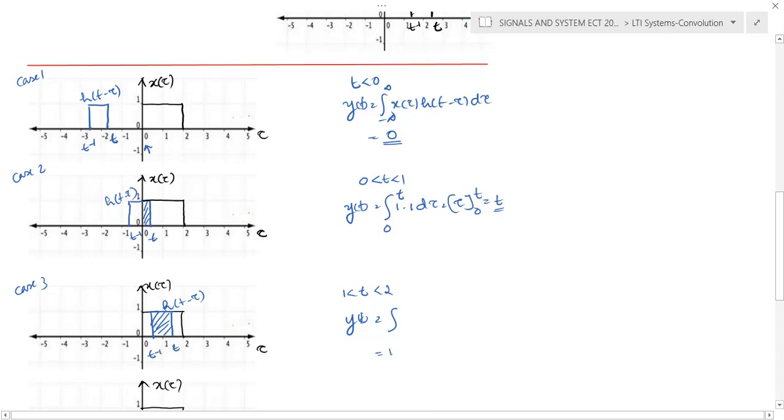evaluation from t minus 1 to t. We need to integrate the signal from t minus 1 to t. The signal amplitude is 1 for this particular duration, x of tau and h of t minus tau are equal to 1. And if you integrate, you will get tau from t minus 1 to t. So if you apply the limit t minus (t minus 1), finally you will get 1. Now t is equal to 1.